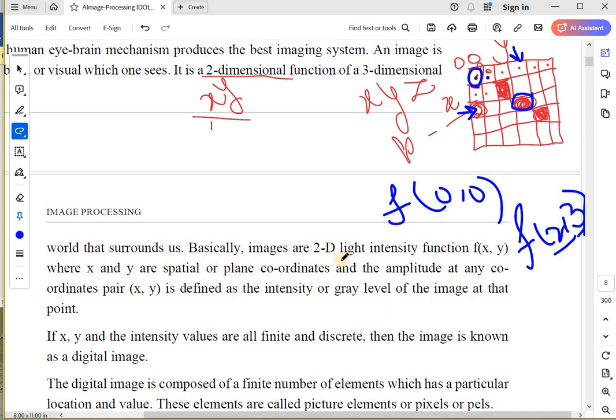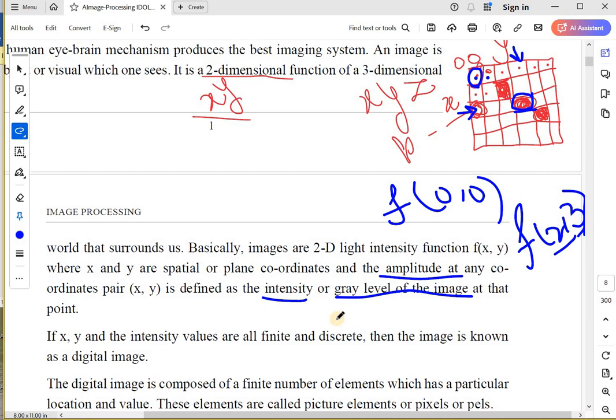So what are x and y? They are the spatial or the plane coordinates, and the value that you get over here is nothing but the amplitude at that particular coordinate, or it is also called intensity or gray level of that image at that point in time.